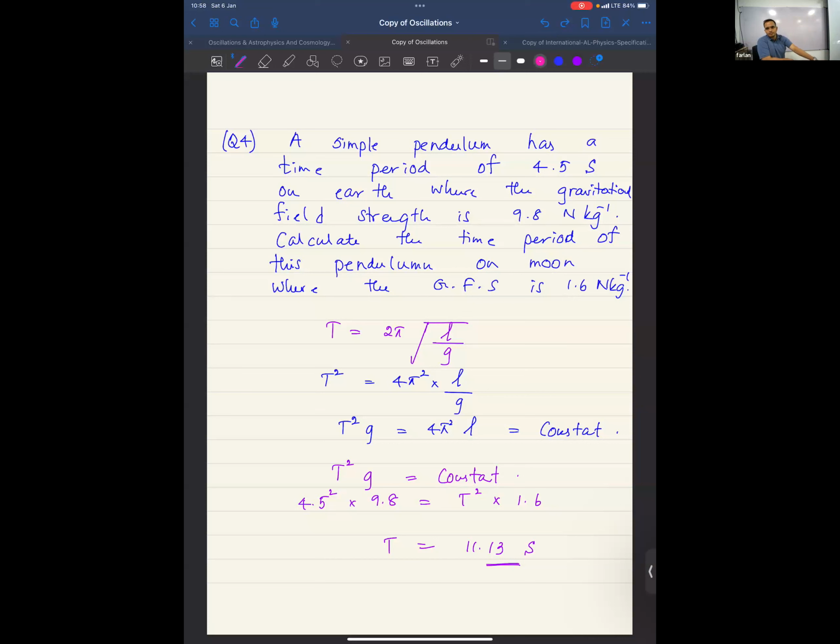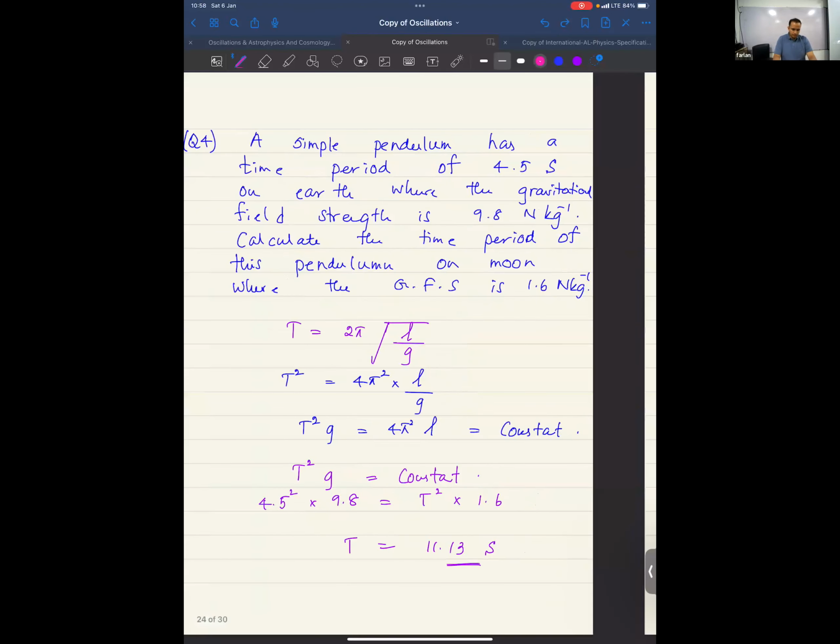You can get the ratio of the field strengths and then root that and then multiply that by the time period. Still get the same answer, because T is inversely proportional to the square root of g. Okay. Right.